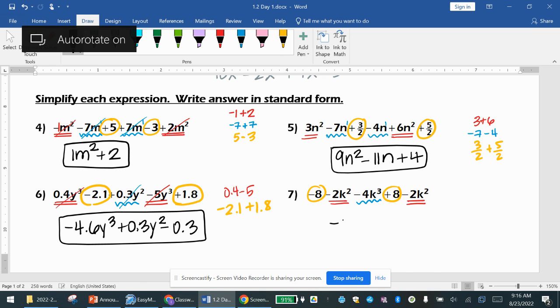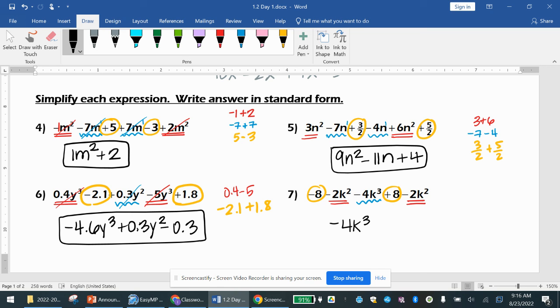Okay, the highest exponent is the cubed, negative 4k cubed. Negative 2k squared minus 2k squared become negative 4k squared. They do not cancel because they're not opposites. However, negative 8 plus 8 do cancel, so that should be your final answer.